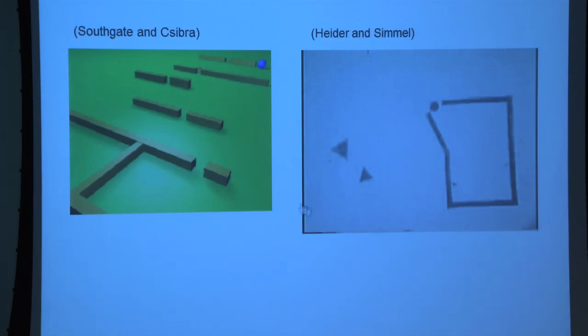Or here's a very famous video from the psychologists Heider and Simmel. That, by the way, the one on the left was studied with 13-month-old infants. So even very young infants can perceive that.